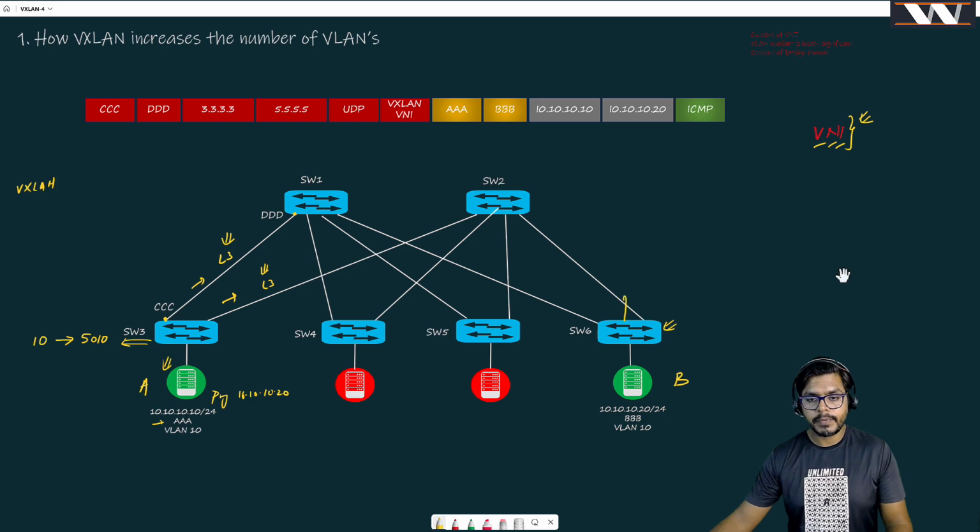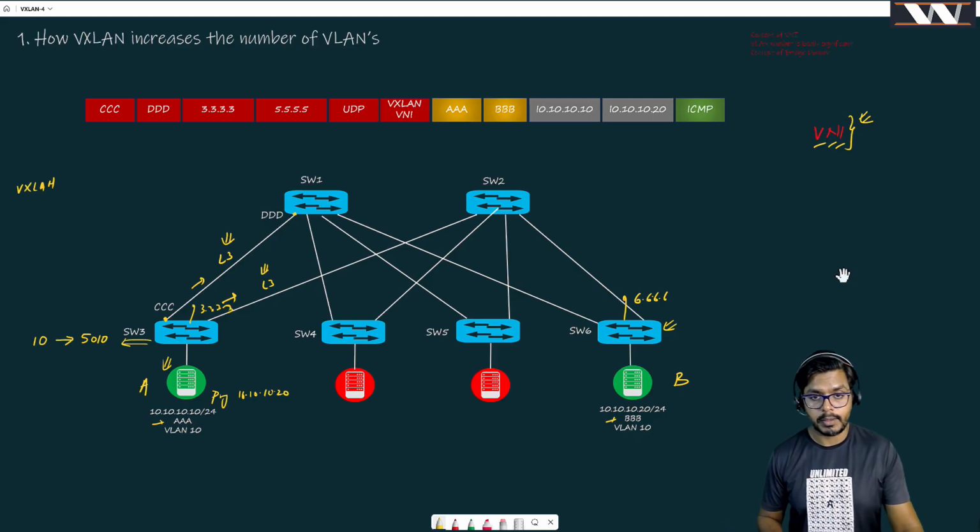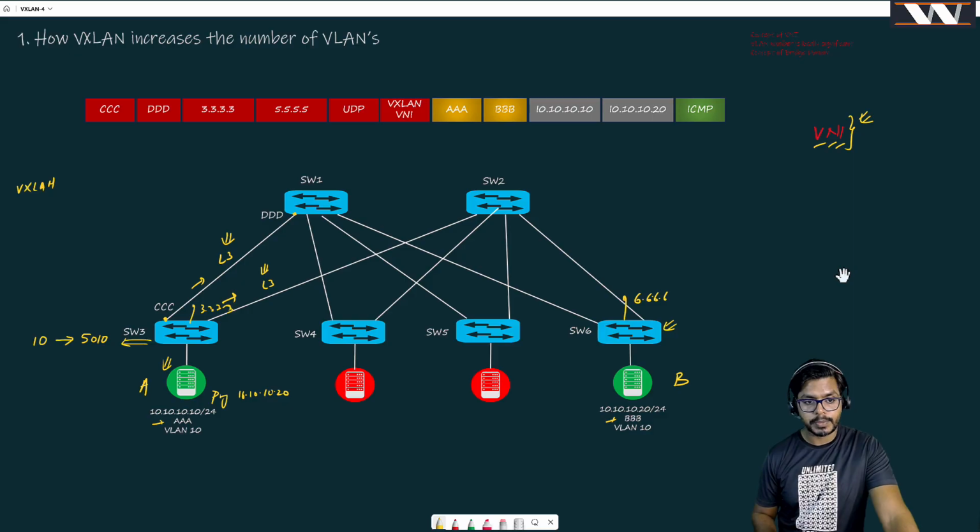Suppose the IP address I have configured on switch 6, maybe a loopback interface, is 6.6.6.6. And the IP address I have configured on switch 3 is 3.3.3.3. As simple as that, right? I'm presuming that I know the MAC address of BBB, or the MAC address of 10.10.10.20. How? I'll let you know. But I'm presuming here right now that I know the MAC address of host B. If that is the case, what is going to happen?